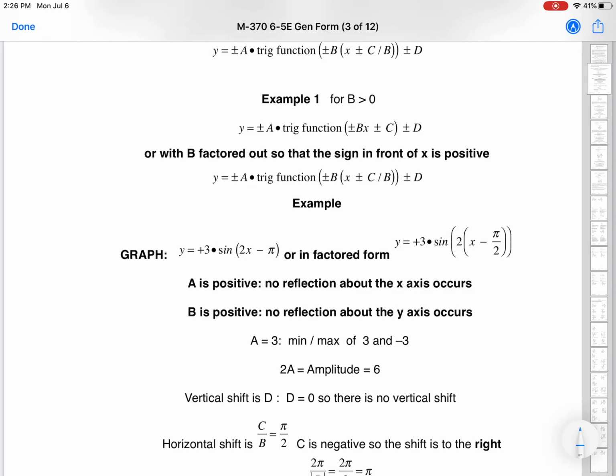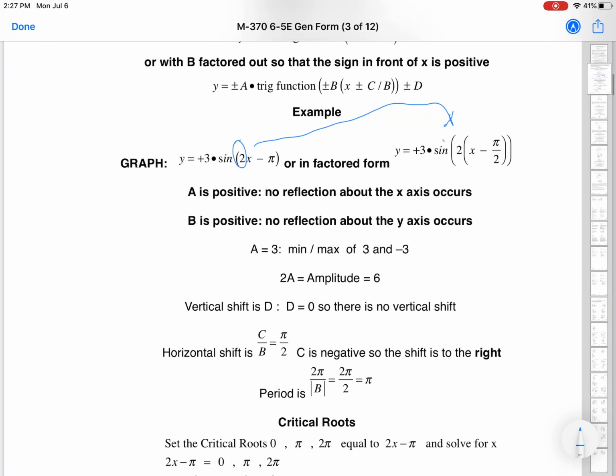So our example is to graph 3 sine of 2x minus pi. You would want to factor out that 2, which he does right over here, because the real phase shift is pi over 2 to the right. A is positive, so there's no reflection. B is positive, so there's no reflection, which is great. A is 3, so you have a new amplitude of 3; the amplitude is really measured from the middle line up. So it's going to have a min and max of 3.